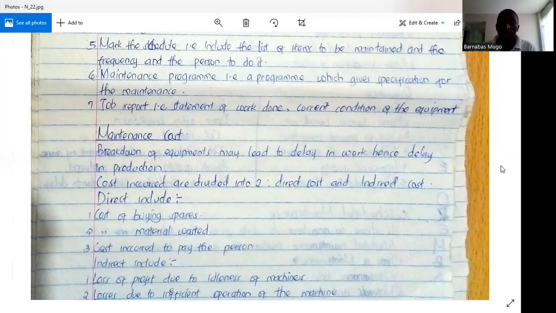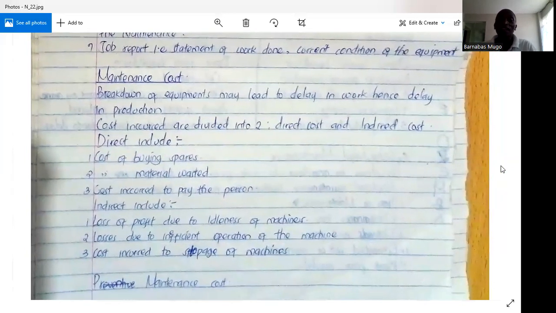Costs incurred are divided into 2. We have the direct and the indirect cost. When we are looking at the direct cost, we are looking at the cost of buying the repair, the cost of material wasted, and the cost incurred to pay the person who is doing the maintenance.